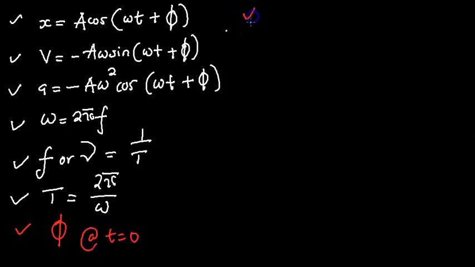Next thing we have on the list is total mechanical energy. Total mechanical energy is denoted by E, which is half the spring constant times the amplitude squared, so E is equal to ½kA². In this case, we can say this equation represents the total mechanical energy of the oscillating system, where k is the spring constant and A is the amplitude of oscillation.